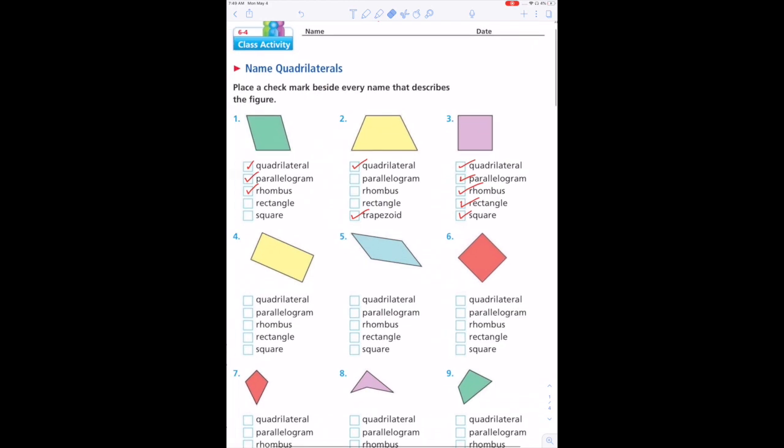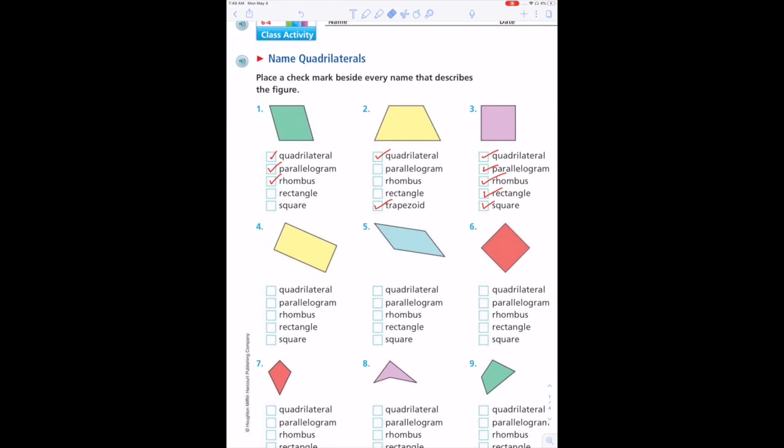Okay? So let's come down to number 4, because number 4 is really similar to number 3. So we're just going to go through it right quick. We know it's a quadrilateral, 4 sides. This line and this line are parallel. This line and this line are parallel. So we have a parallelogram.